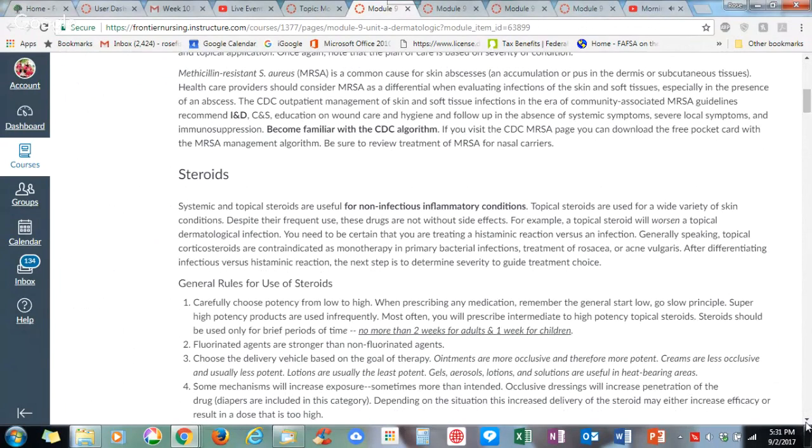The CDC outpatient management of skin and soft tissue infections in the era of community-associated MRSA guidelines recommend incision and drainage, C&S, education on wound care and hygiene, and follow-up in the absence of systemic symptoms, severe local symptoms, and immunosuppression. Become familiar with the CDC algorithm. If you visit the CDC MRSA page, you can download the free pocket card with the MRSA management algorithm. Be sure to review treatment of MRSA for nasal carriers.